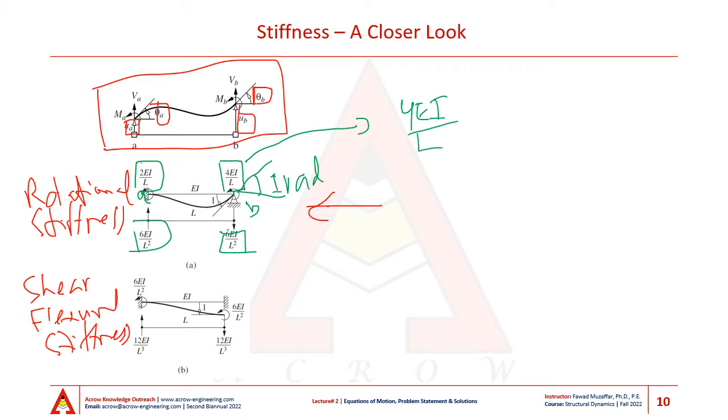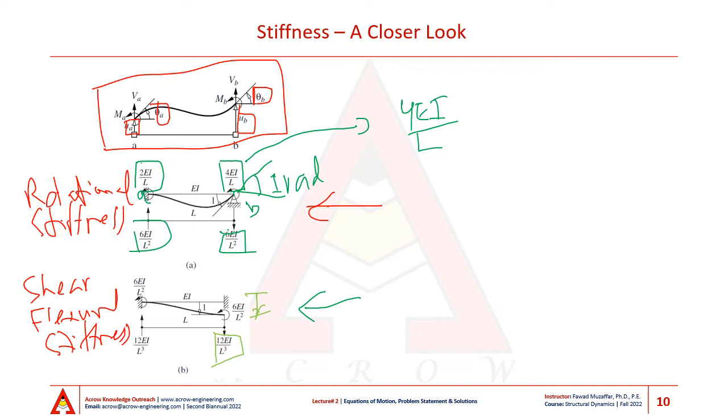And similarly, the next question that we ask is, what is the shear force that is required to cause a unit displacement at node B in the vertical direction? Again, we use independent structure analysis to calculate this force, and it turns out that this force is equal to 12 EI over L cube.